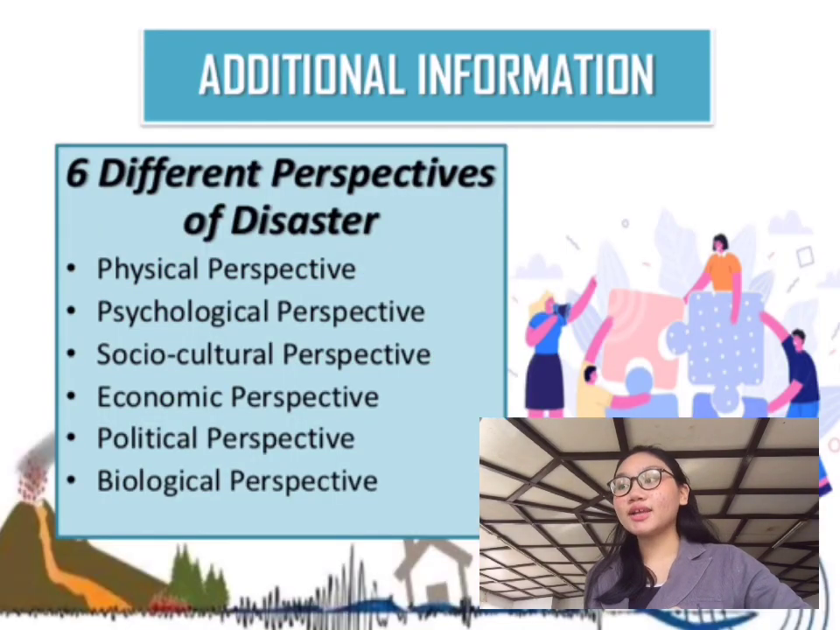For additional information, there are 6 different perspectives of disaster. First one is the physical perspective. This perspective refers to the destruction of physical properties or objects, such as infrastructures, shelters, buildings, and many more.